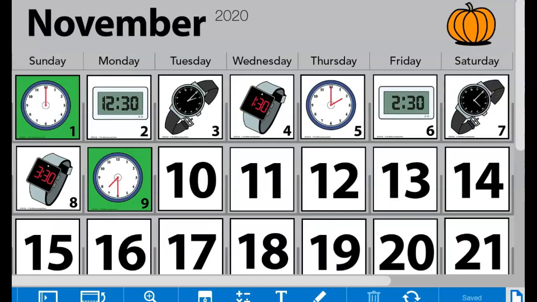calendar grid. Now we've looked at all of our calendar markers so far that show time to the exact hour. Do you see any calendar markers that show time to the half hour? You might see a few. The first one I see is on the second. Let's look at this one first.